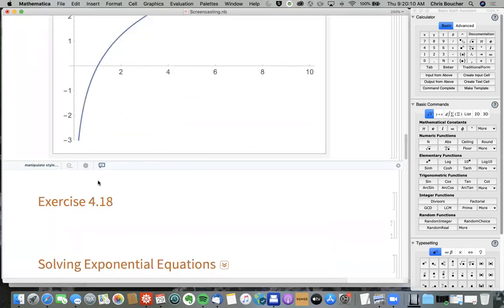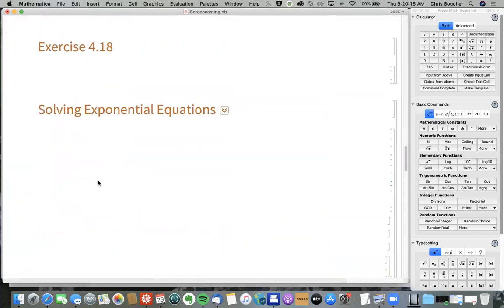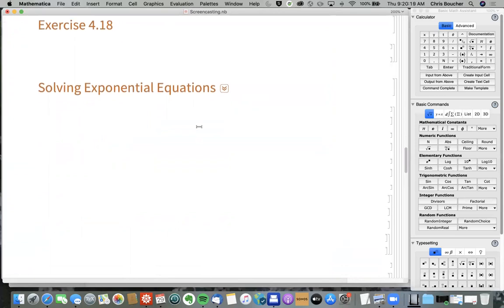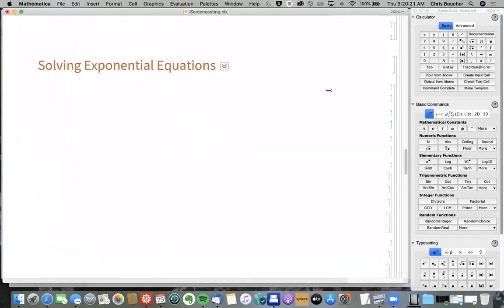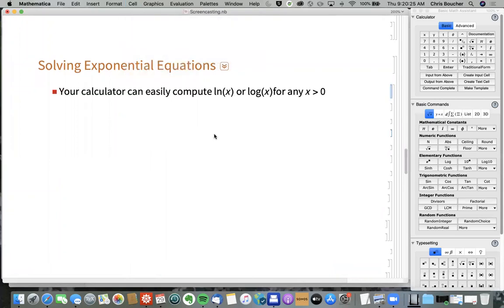Okay, let's look at a quick exercise and then solve some exponential equations. Actually, you know what? I'm going to jump over this exercise for now because we just did a lot of that, and just talk about solving some exponential equations, which is our first and a very important property of logarithms. So before we get there, a word about computing logarithms.